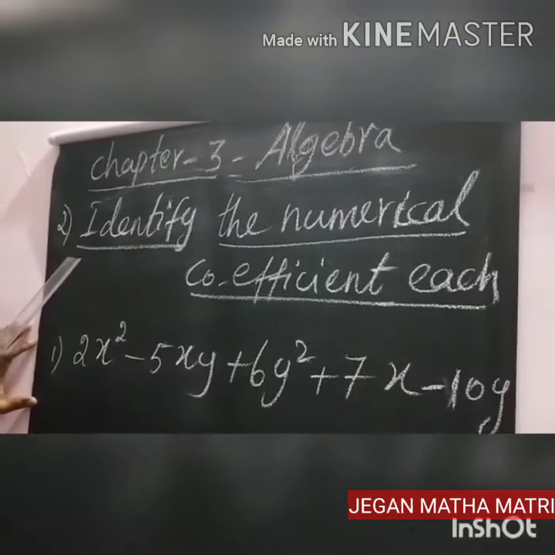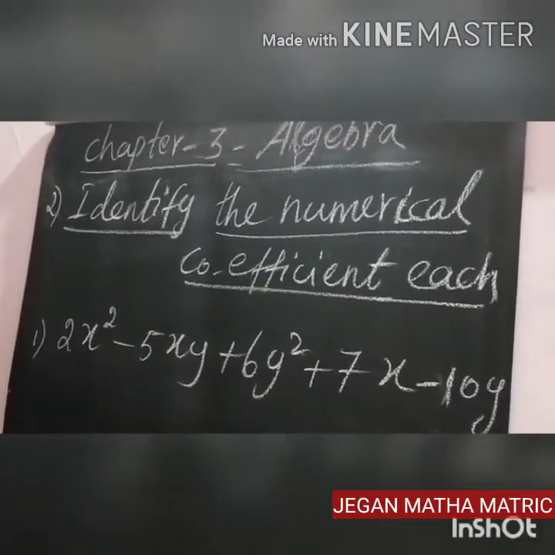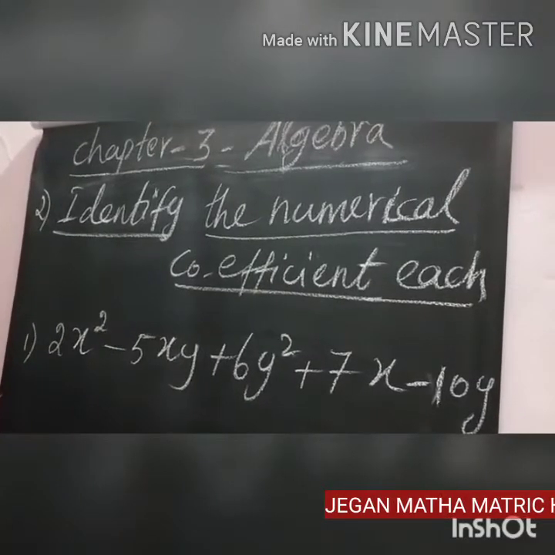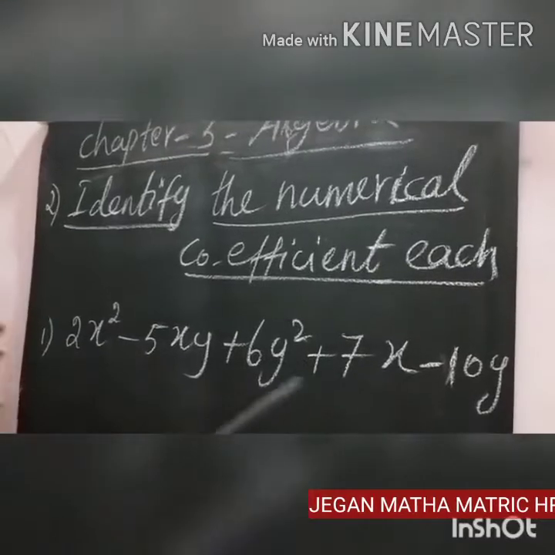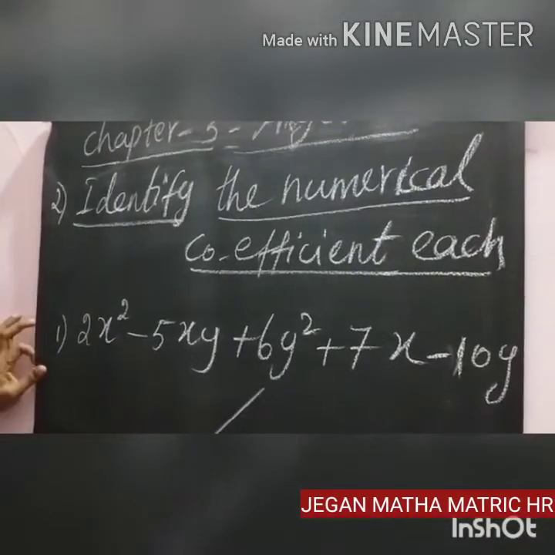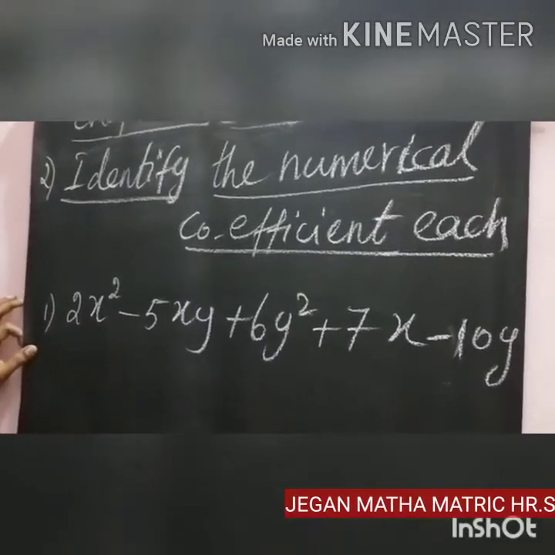See the next heading now. Then identify the numerical coefficient for each term. Okay, see this one. The first one, this is the polynomial expression. More than 3 terms are there. So this is a polynomial expression. You have to find out the coefficient of each term.